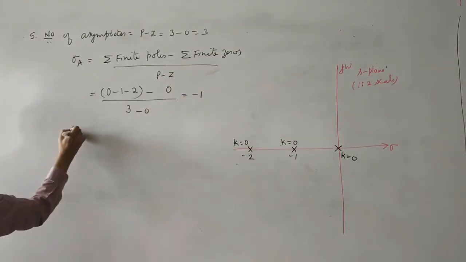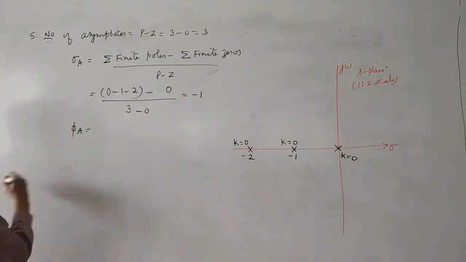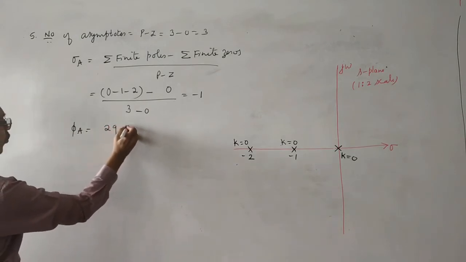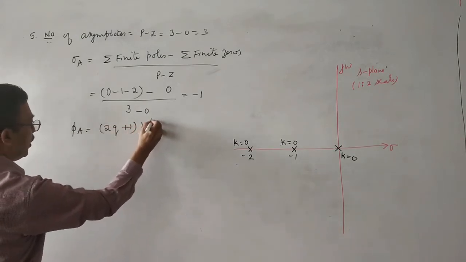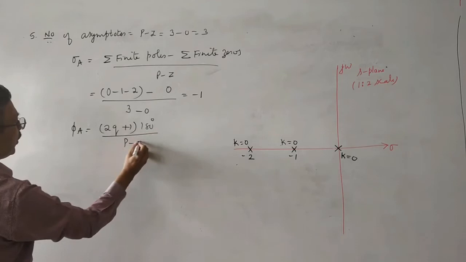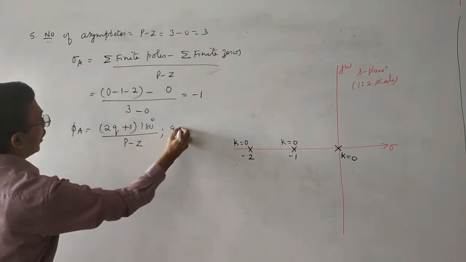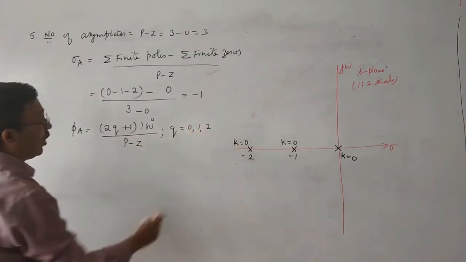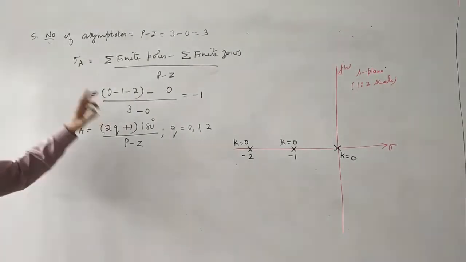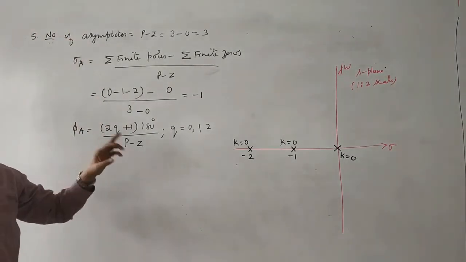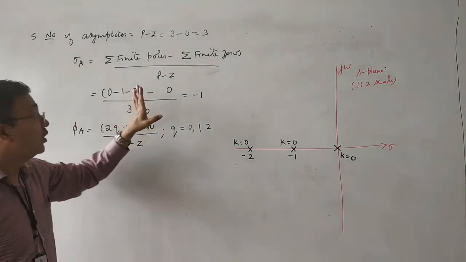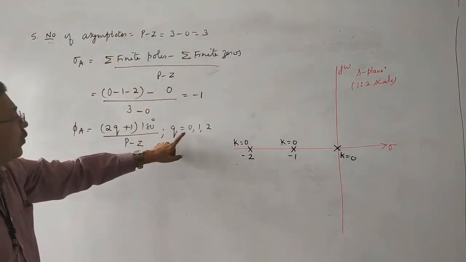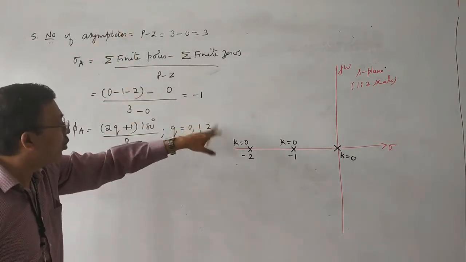What is the formula for phi A? Angle made by the asymptotes is (2q plus 1) into 180 degrees divided by P minus Z. Q takes values 0, 1 and 2. Why should Q take 3 values? Because there are 3 asymptotes. Therefore, Q takes values 0, 1, 2. If there are 4 asymptotes, Q will take values 0, 1, 2 and 3.